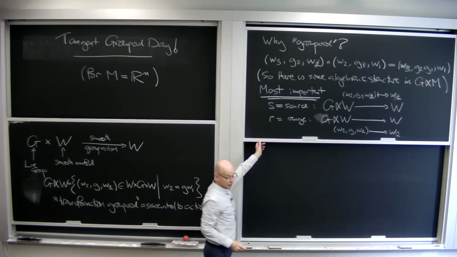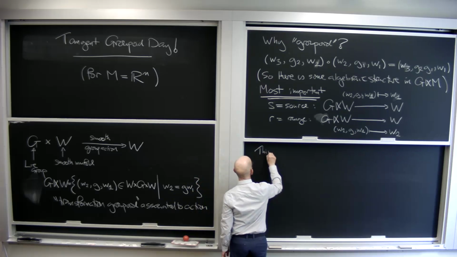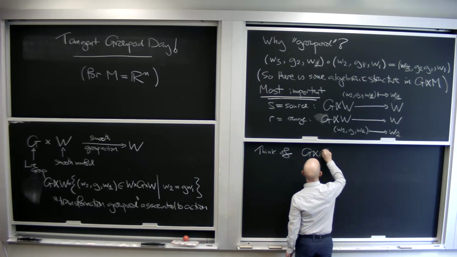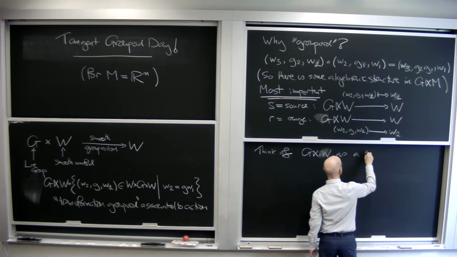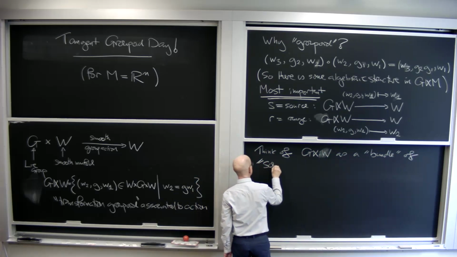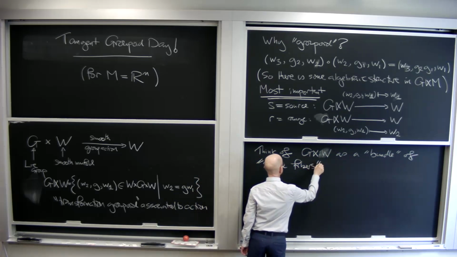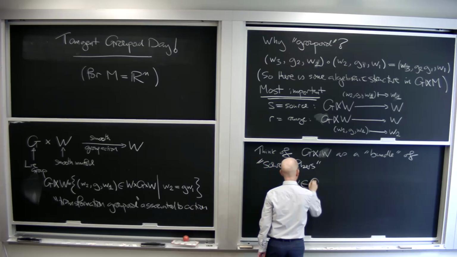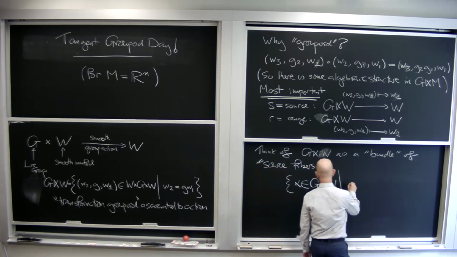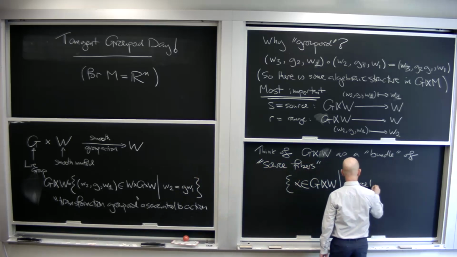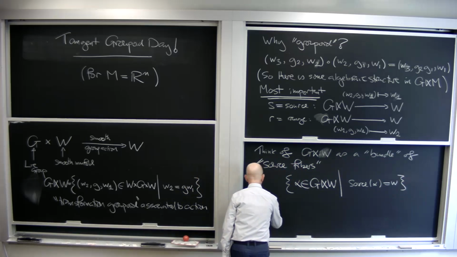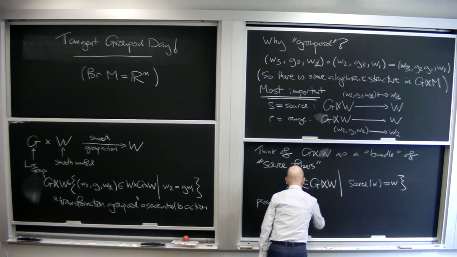And what we want to do today is think of this entire space as a sort of bundle of objects that we'll call source fibers. So we'll just pick a little w in W and only look at those alphas which begin at that W. So the fibers are parameterized by points of W.